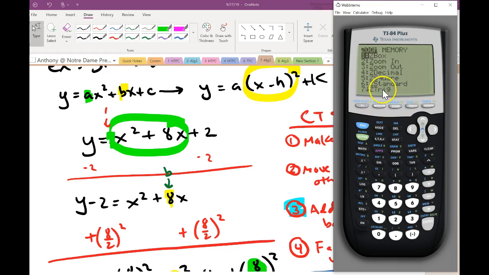So I'll do my zoom standard. There's the first equation. There's the second equation. I can see they are identical, right? So I'm quite convinced that I've done that correctly.